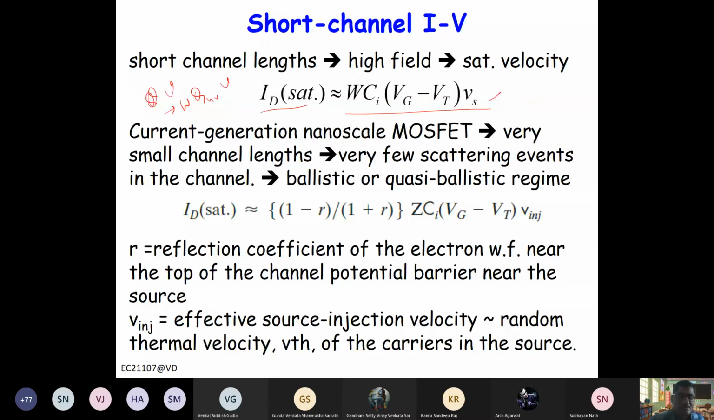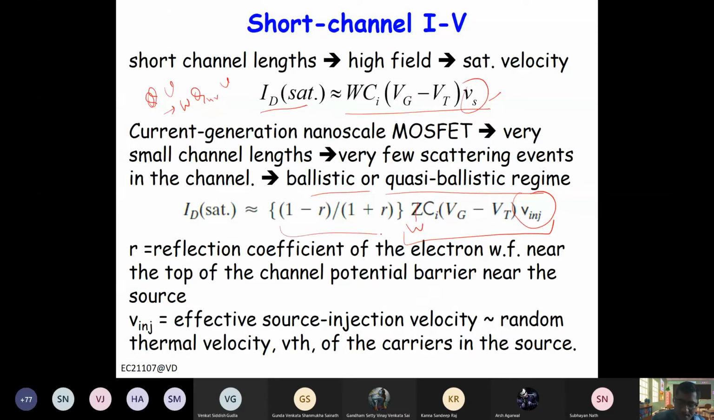So it will always be in saturation, because even a small voltage will give you a high field for short channel lengths. And if you go to a modern MOSFET, where the length is even smaller, we call that the ballistic or quasi-ballistic regime, where the current depends on the initial velocity. So instead of Vs, we will use V injection, the injection velocity. So your current becomes W times C ox times (Vg minus Vt) times V injection. So instead of saturation velocity, we use injection velocity.